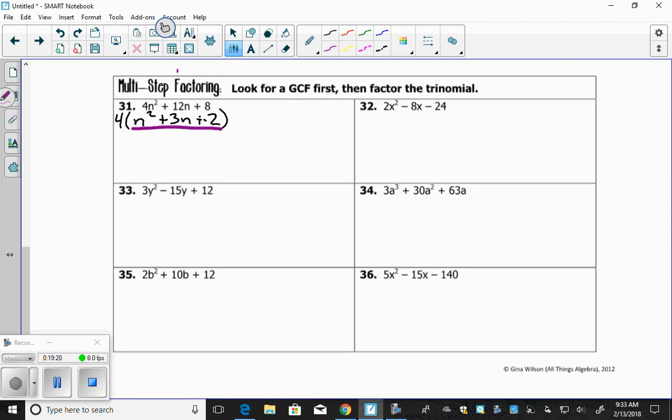What is c? 2. So what's 1 times 2? So I'm going to factor 2. What are factors of 2? Does 1 plus 2 give me 3? Is that what I want? So I rewrite.